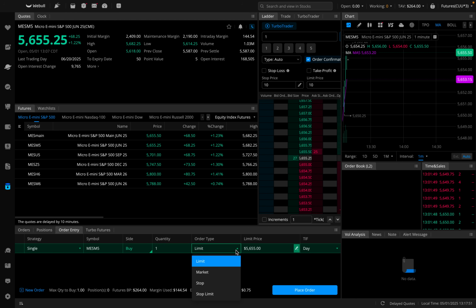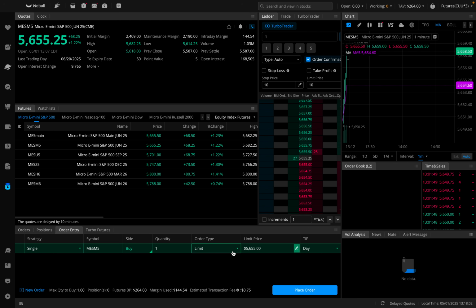Then we have order type. So we have 4 different order types here. So limit order, market order, stop order, or stop limit order. And then if you do, for example, limit order, you can enter your limit price right here. Of course, you can modify that. Now, once you're ready to go, you can go ahead and place your order right here.